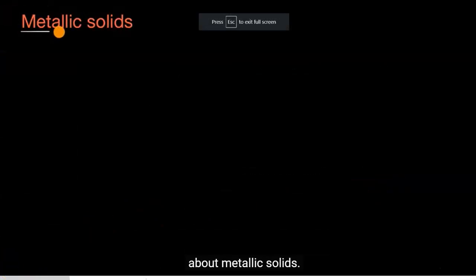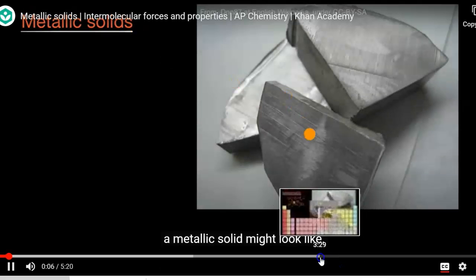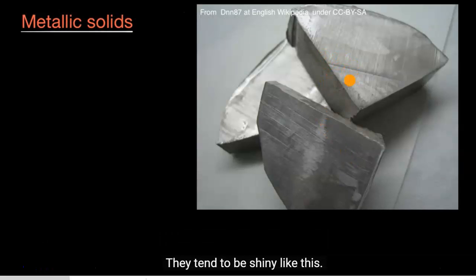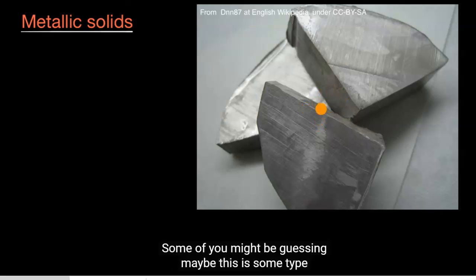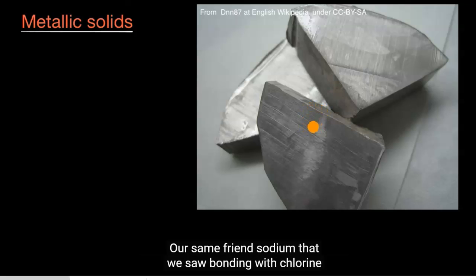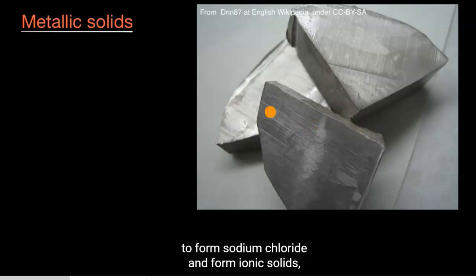Let's talk a little bit about metallic solids. Here is an example of what a metallic solid might look like. They tend to be shiny like this. Some would say lustrous. Some of you might be guessing maybe this is some type of aluminum or silver. It actually turns out that this is sodium. Our same friend sodium that we saw bonding with chlorine to form sodium chloride and form ionic solids, it can actually bond with itself with metallic bonds.